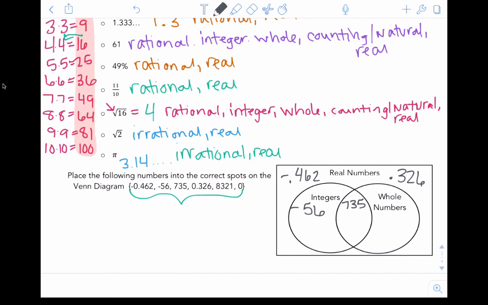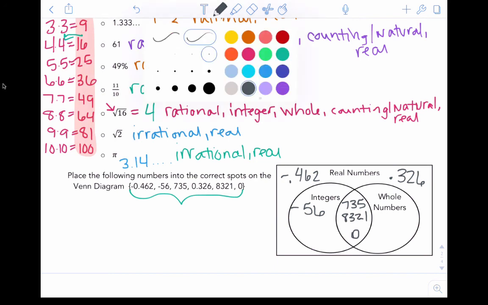Next, I have 8,321. Well, that is positive. It's a whole number. So that tells me it's going to be an integer and a whole number. So I'm going to write it where these two circles overlap. And then my last one is 0. Well, I know 0 is that special whole number. And then it's also going to be an integer. So once again, it's going to be where the two circles overlap.